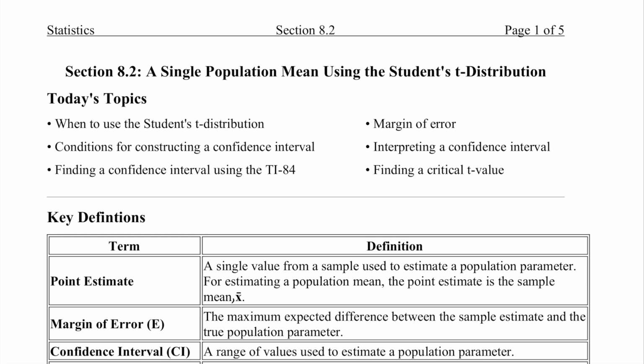Hi everyone. In this video, we'll begin section 8.2 by learning when to use the student's t-distribution to conduct a confidence interval for a population mean. We'll also discuss the conditions required for using a t-interval, look at the confidence interval formula, and learn how to find a critical t-value using a TI-84 calculator. Let's begin.